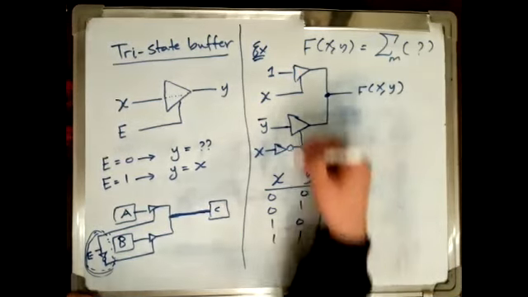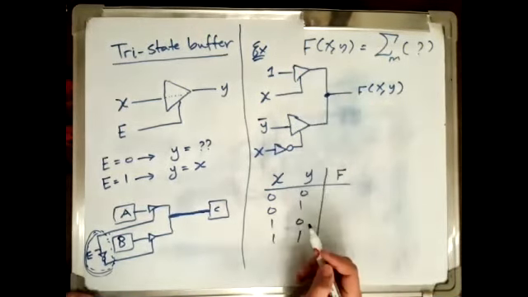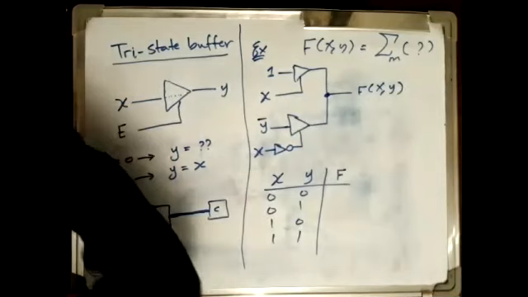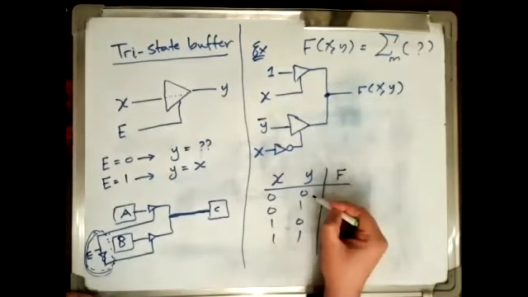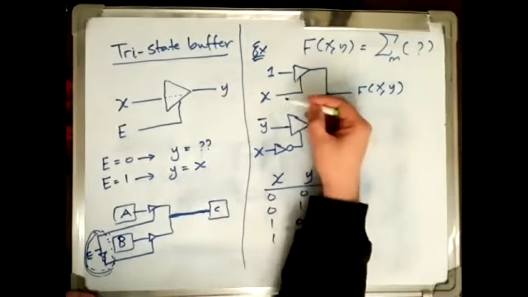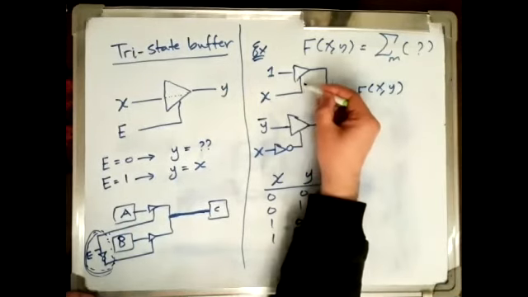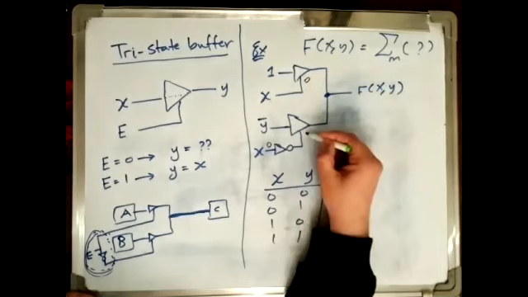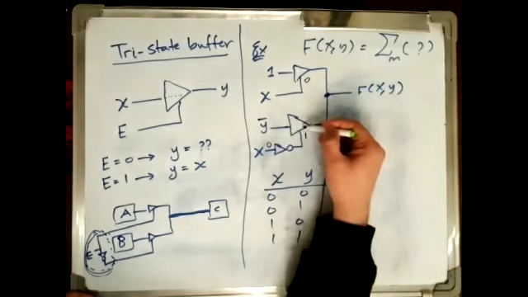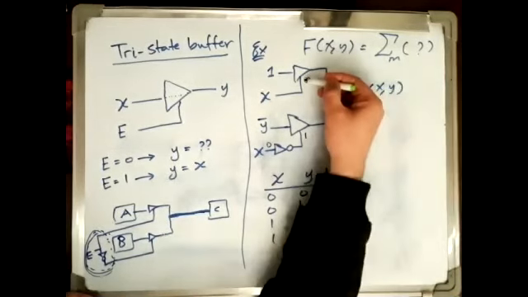Given the function, we need, in this case, to try all possible combinations. So if we take the first combination, which is X is 0, Y is 0, what will be F? If X is 0, this is disabled. If X is 0 here, this will be 1. So this tri-state buffer is enabled. This tri-state buffer is disabled.